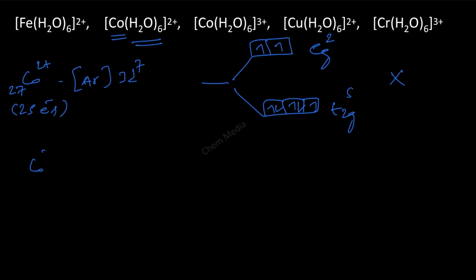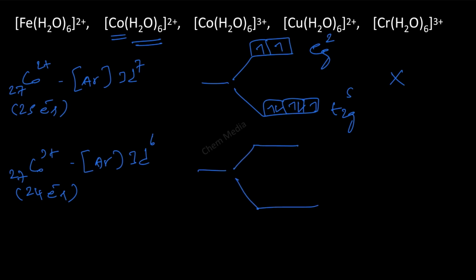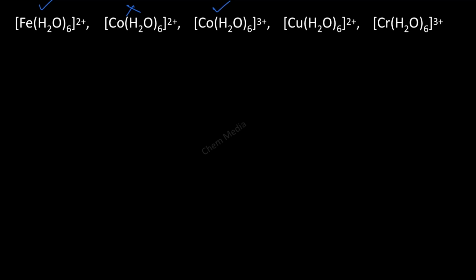In the next one, cobalt is in 3 plus oxidation state. In total, we have 24 electrons. Therefore, now the electronic configuration is argon and then 3d6. But the difference now is we have to consider water as a strong field ligand. So therefore, the Eg will be empty. Everything will be paired up in t2g. Therefore, t2g 6, Eg 0. We have even number of electrons. Therefore, we have to consider this one. So this is yes, this is no, this is yes.